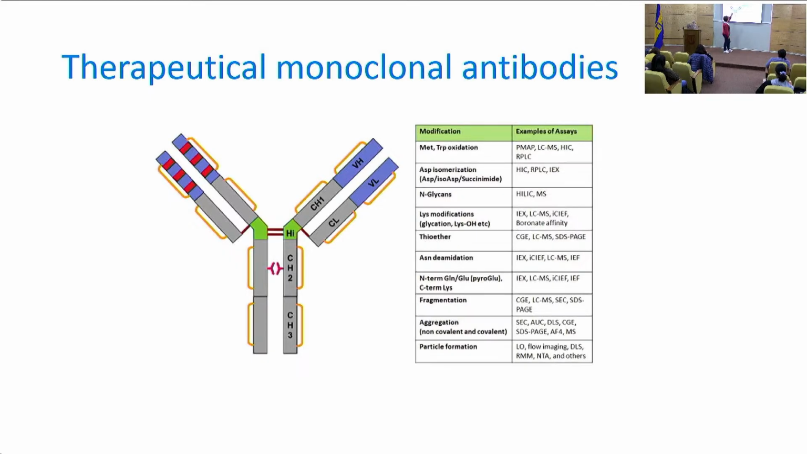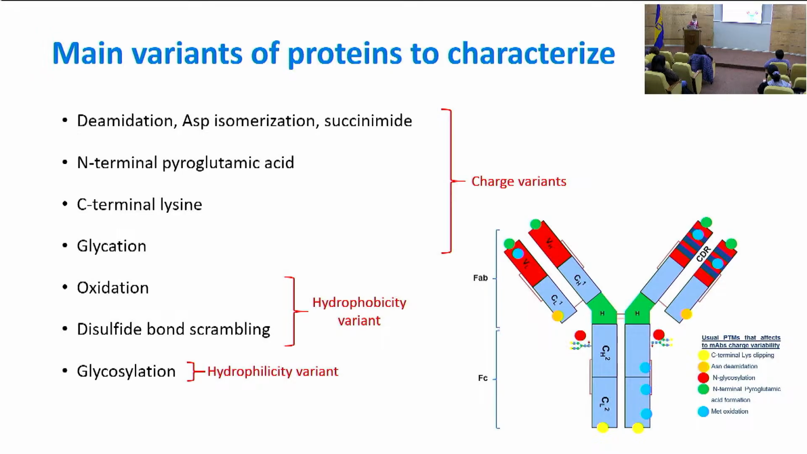It can be oxidized. It could be isomerized. There could be modification of its glycans, modification of its lysine, deamidation, fragmentation, aggregation, and also particle formation. And here, for instance, you have the impact of these variations on the MAB's physicochemical properties.